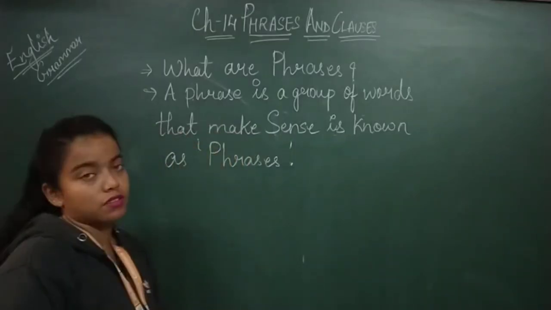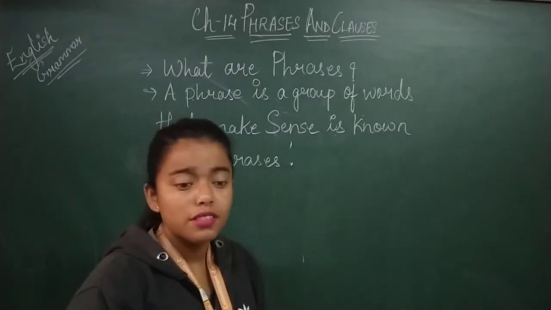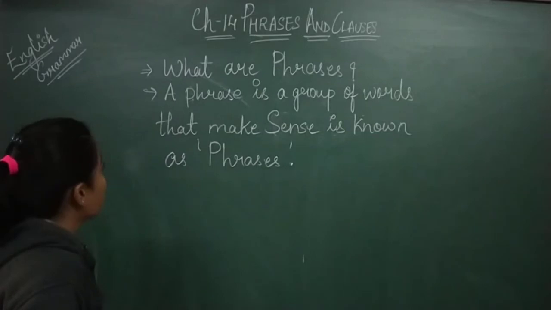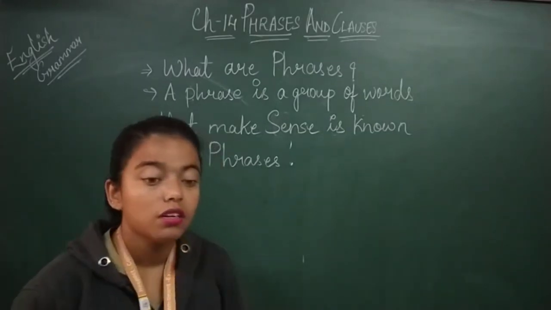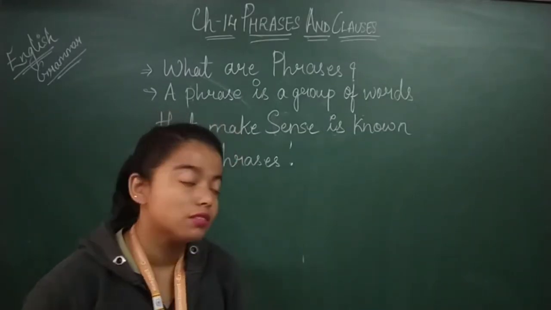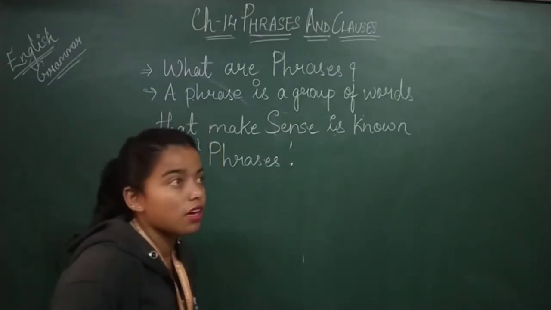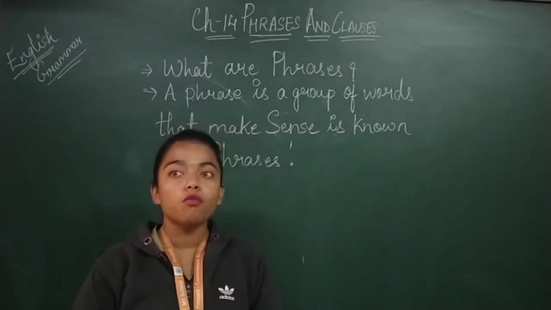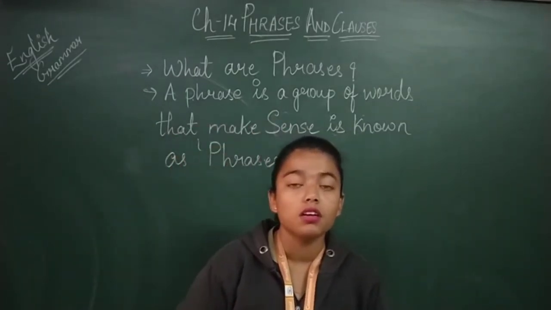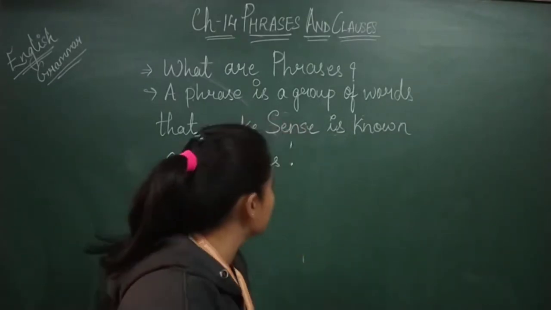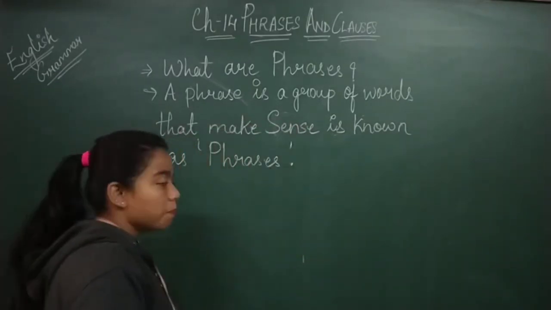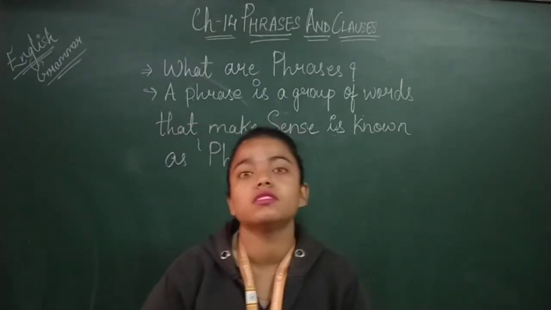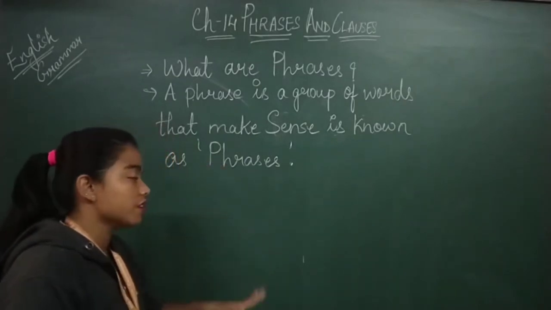What are phrases? A phrase is a group of words that makes a sense. That which makes sense is known as a phrase. It is a group of combining words which make a complete sense of that sentence. That which makes the complete sense of a sentence is known as a phrase.